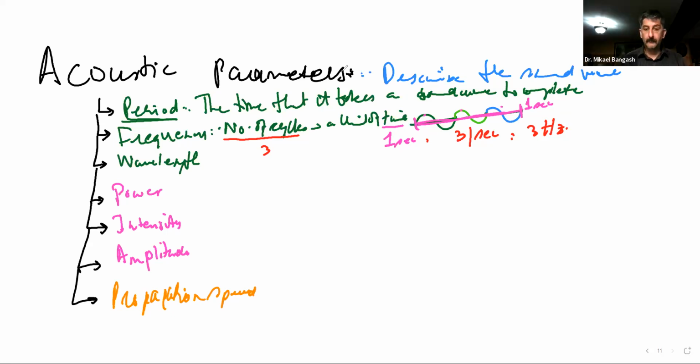Then we go to wavelength. Just draw a cycle again. If you just look at the word wavelength, this was one wave, right? And what does the word length tell you? It's going to be the distance from here to here. That would be the length of the wave.